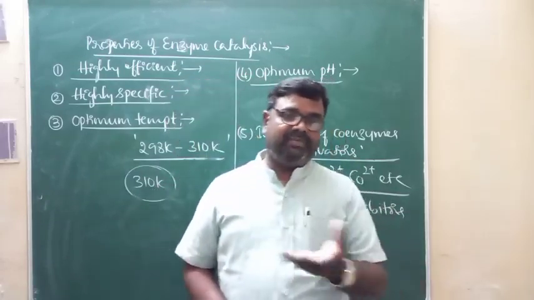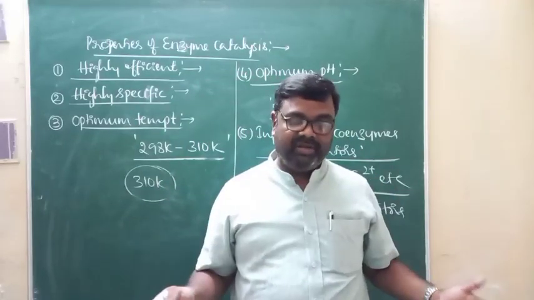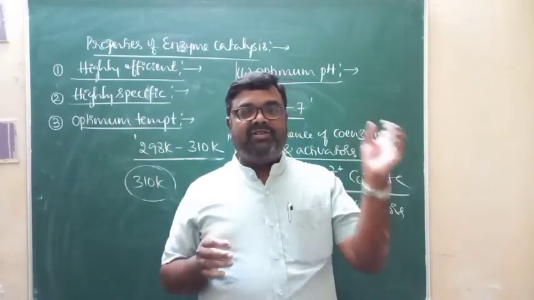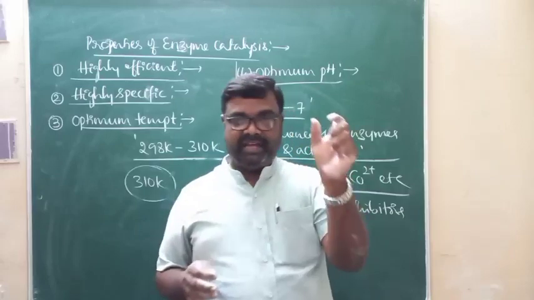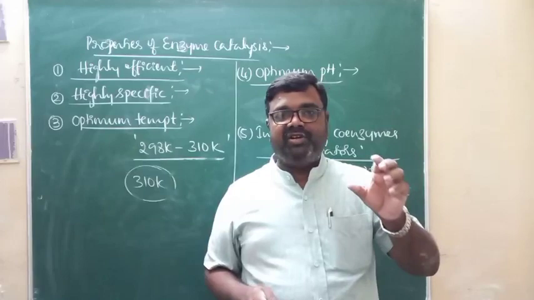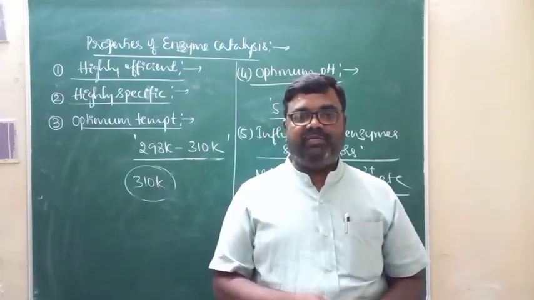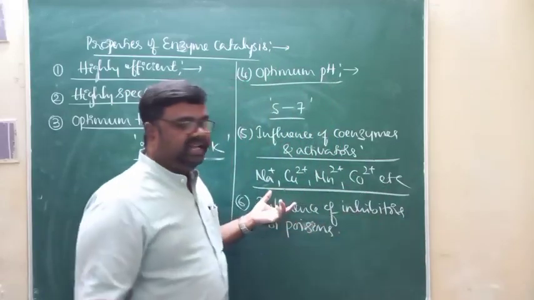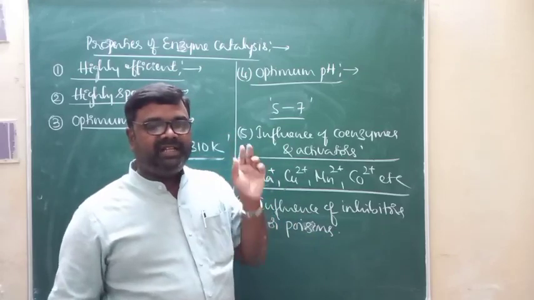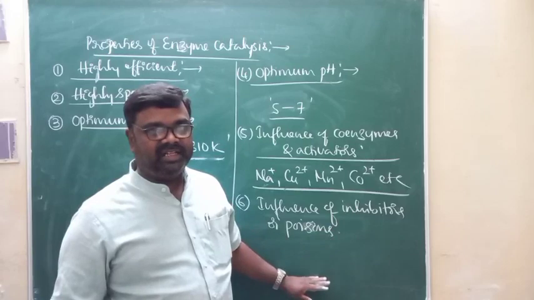In presence of catalytic poisons, the activity of the catalyst will be completely destroyed, because these inhibitors are going to interact with active functional groups present on the surface of enzymes. Thereby, the catalytic activity of enzymes will be destroyed. So in presence of inhibitors, or you can say poisons, the catalytic activity of enzymes will be decreased. This is what we call the sixth property as far as enzymes are concerned.